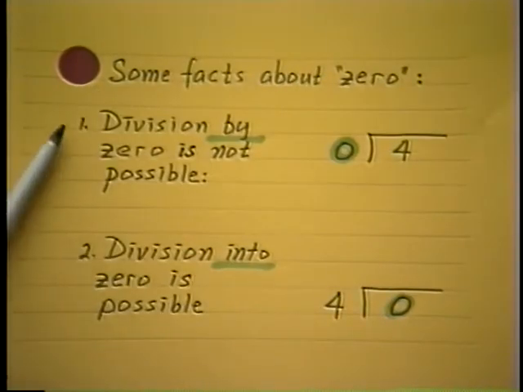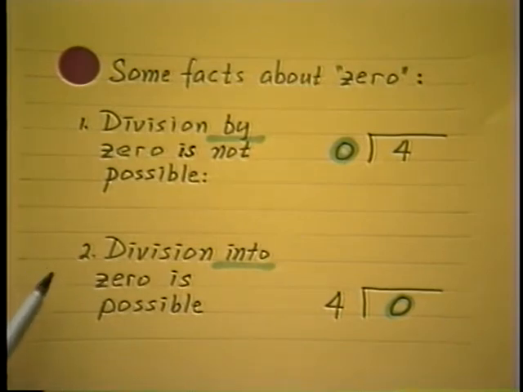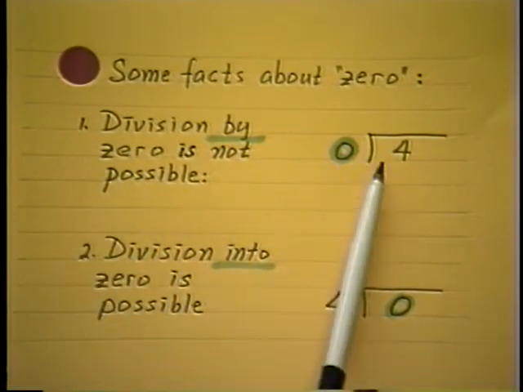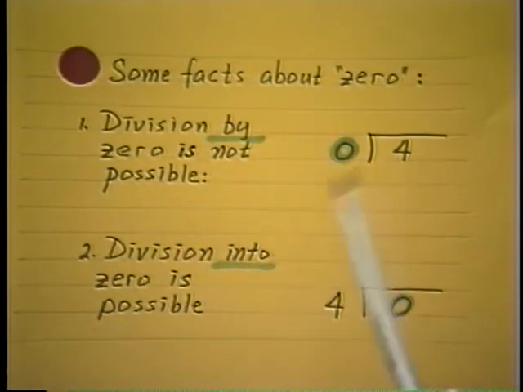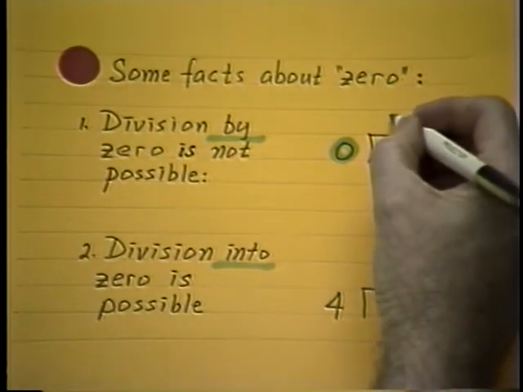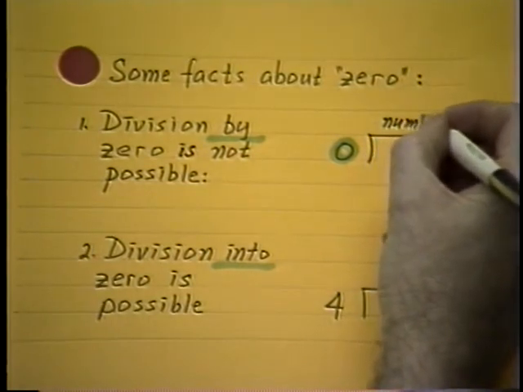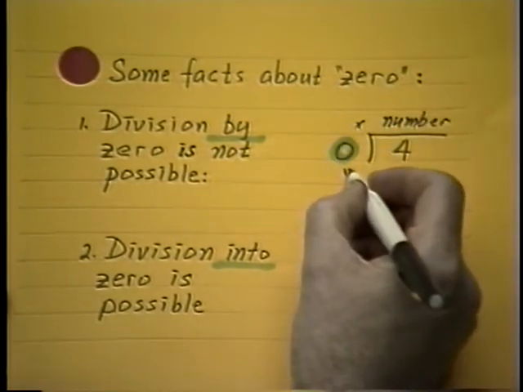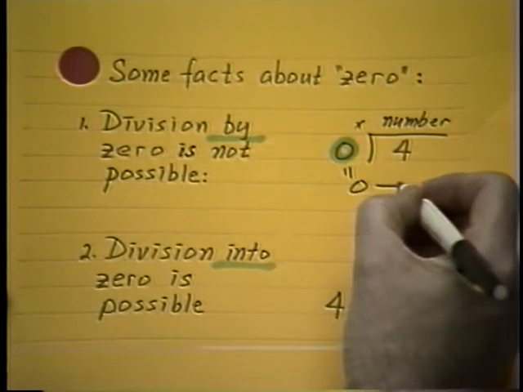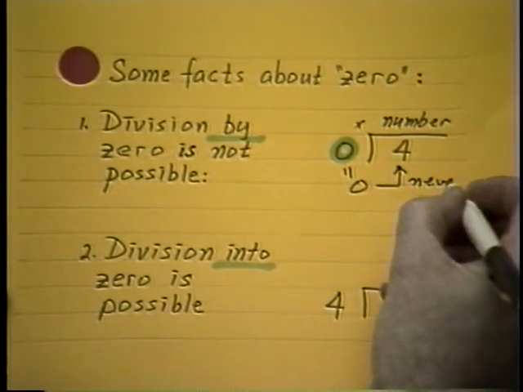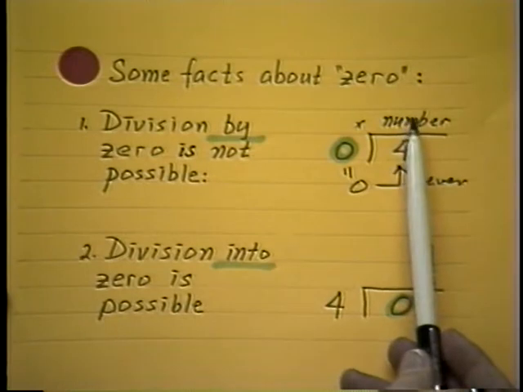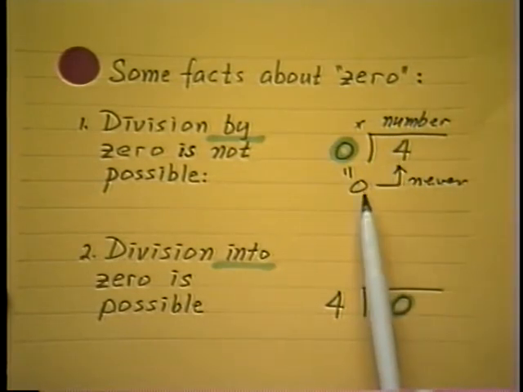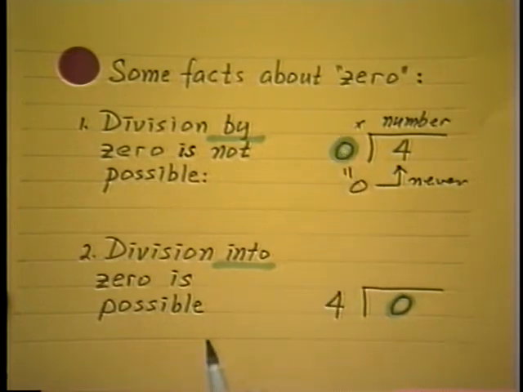Let's also review two very simple but often misunderstood facts. Division by 0 is not possible. See here, I'm dividing by 0. And the reason being is no matter what number you put here, any number in the world, that number times 0 is equal to 0 and never 4. So I can never find a number times 0 that will be equal to anything other than 0. So division by 0 is not possible.